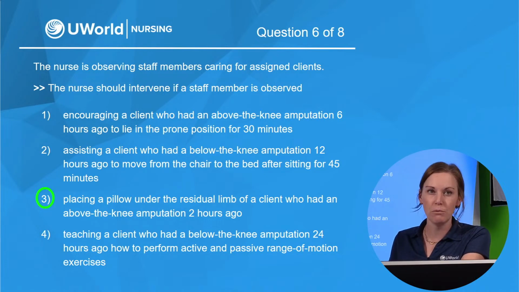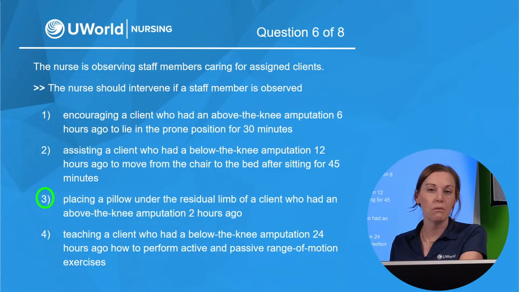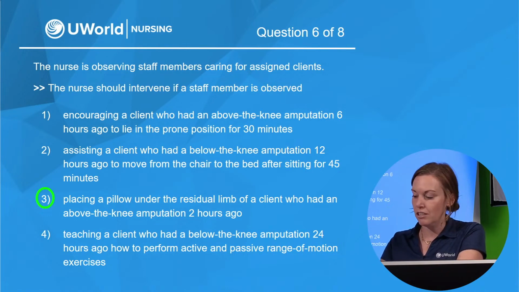So what we see in option 1, this is appropriate. Laying prone is going to stretch that hip. Option 2, moving, ambulating, all of this again is good. It's going to help prevent contracture. And then option 4, 24 hours active and passive range of motion exercises. Again, we're going to get everything moving as fast as we can. So it's all about preventing that muscle from shrinking, contracting, and causing complications.